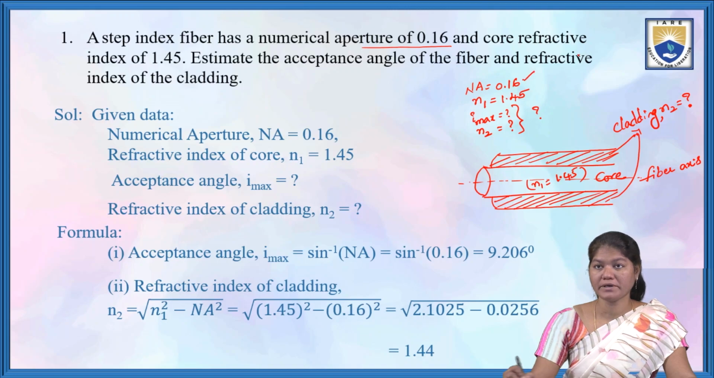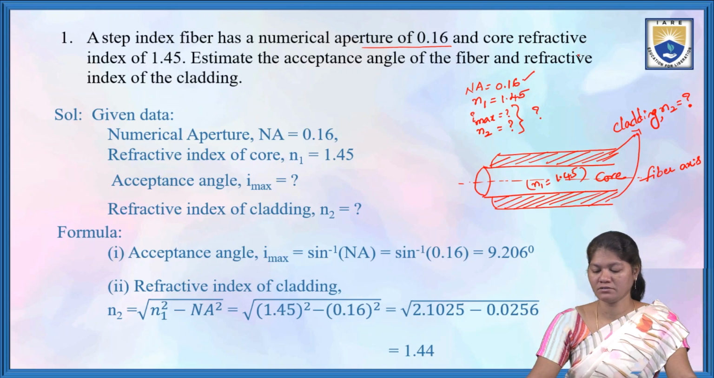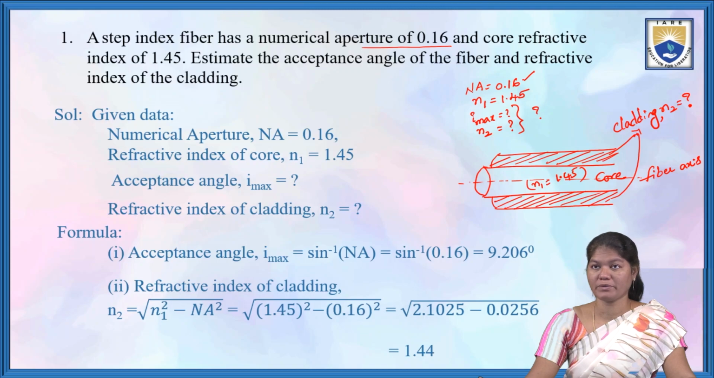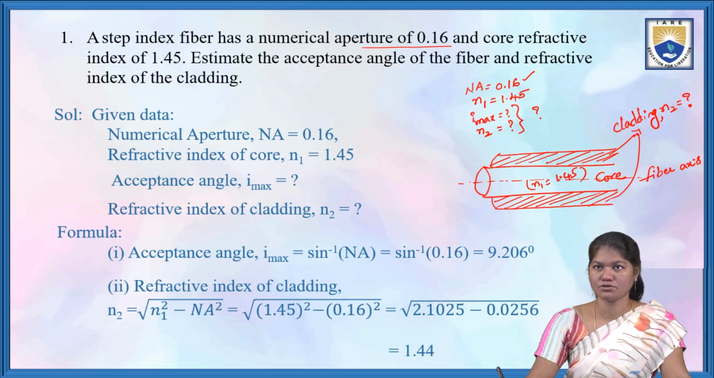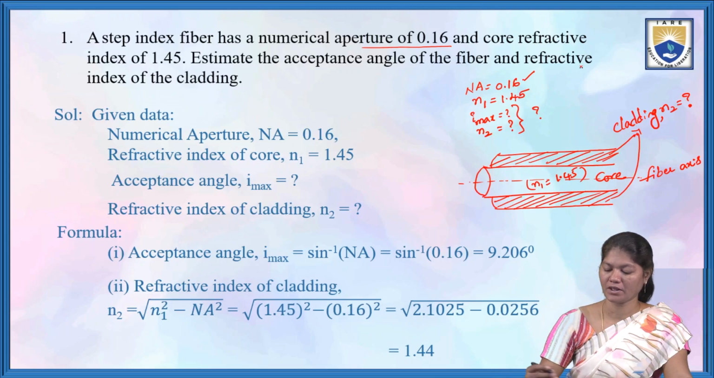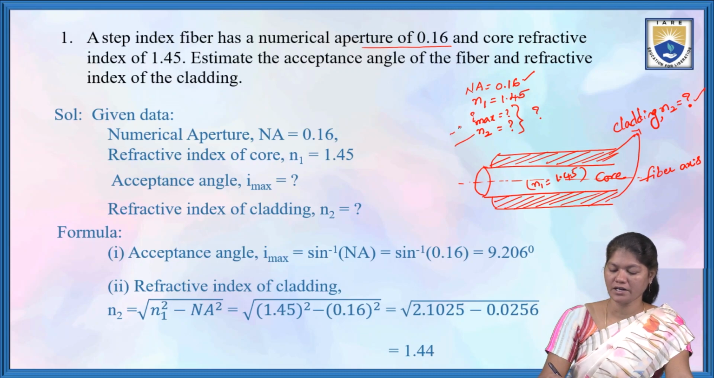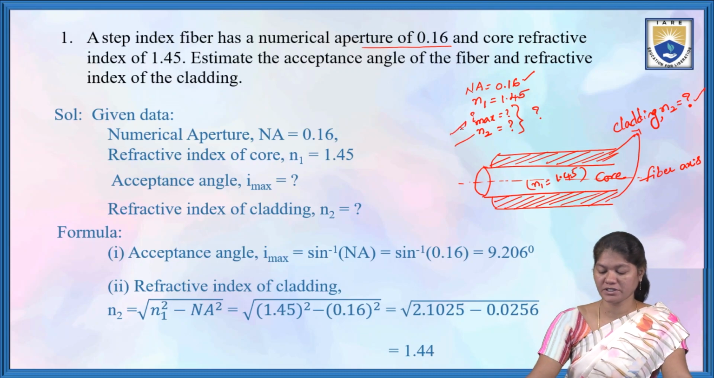And the numerical aperture value is also given. So the numerical aperture is the light gathering ability of a material, the light gathering ability of an optical fiber. So 0.16. We have to find N2, that is the cladding refractive index, and i maximum, that is the acceptance angle.